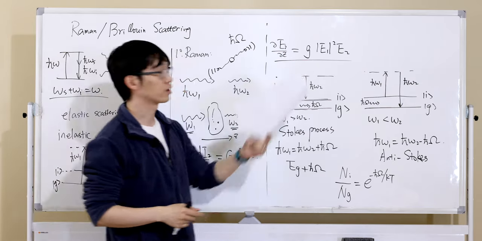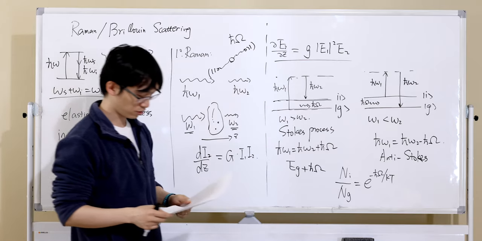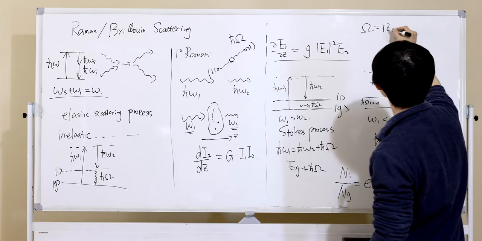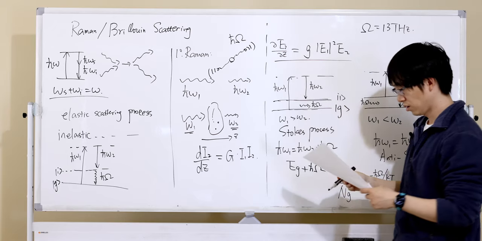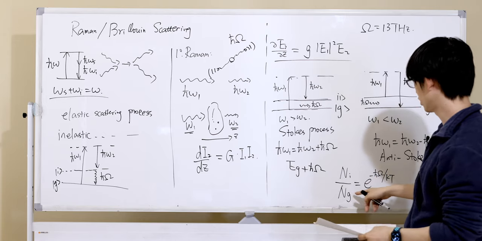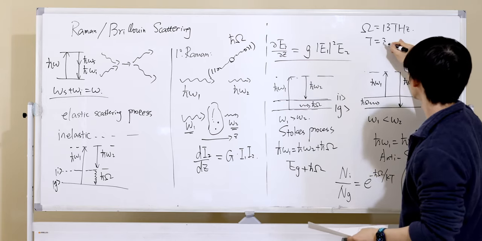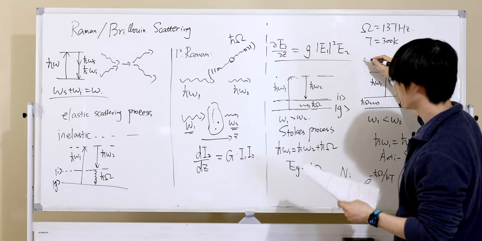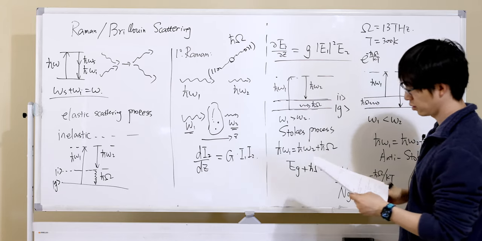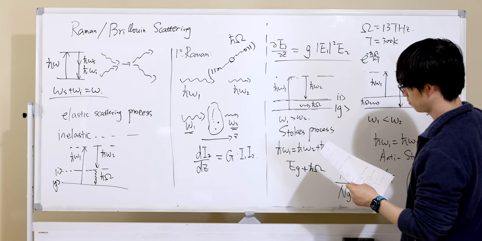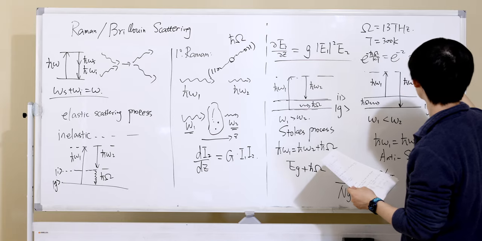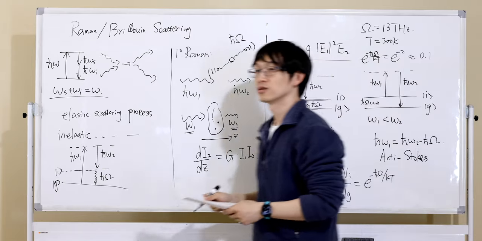So for silica fiber, at the maximum gain, ω is roughly about 13 terahertz. And then you can plug in this number at room temperature, T is 300 K. There's a minus sign, and this is roughly equal to e to the minus 2, roughly 0.1.